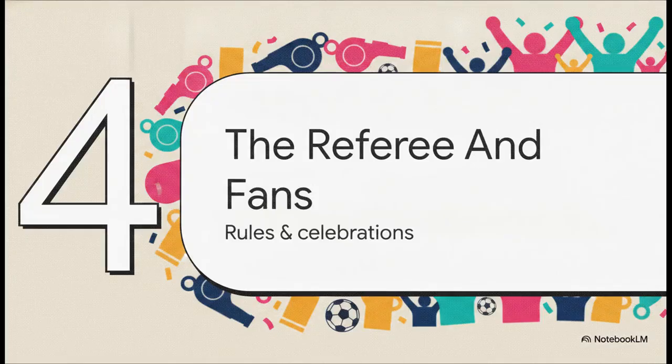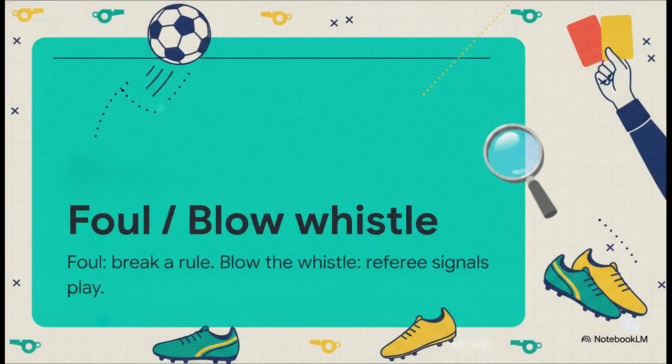All right, section 4, the referee and fans. Let's learn the words for the person in charge on the field and the people watching in the stadium. So, when a player breaks a rule, we call that a foul. If a defender makes a foul, what happens? The referee will blow the whistle, meaning they make a really loud noise to stop the game. In our story, Alex tells Maria the referee had to blow the whistle several times.